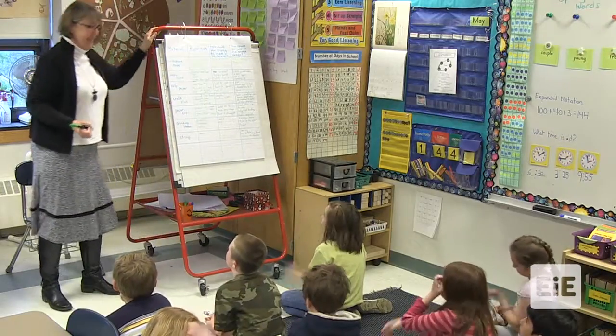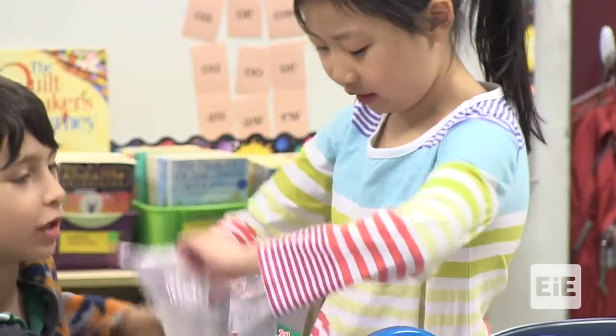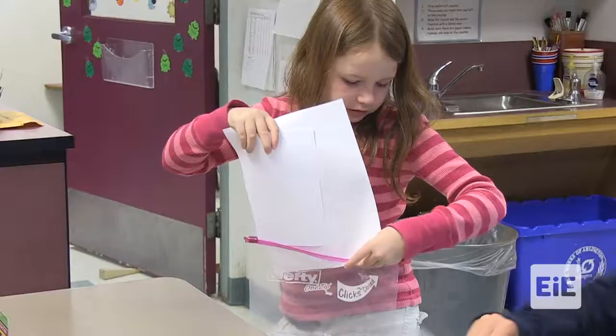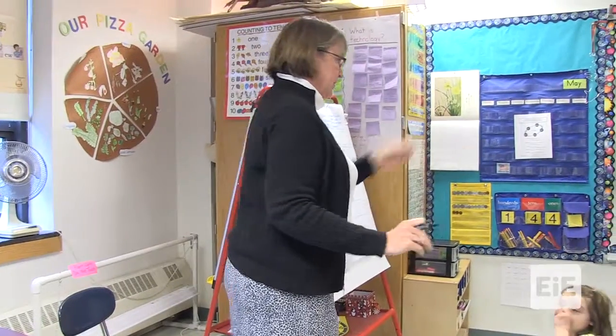I didn't have the kids each fill out their own chart. We did it as a whole class. It's much easier to do it as a whole class chart. But I did give each pair the bag, a little plastic bag that had all of the items in it, so that they could examine them first, and then we would come back together and talk about it.